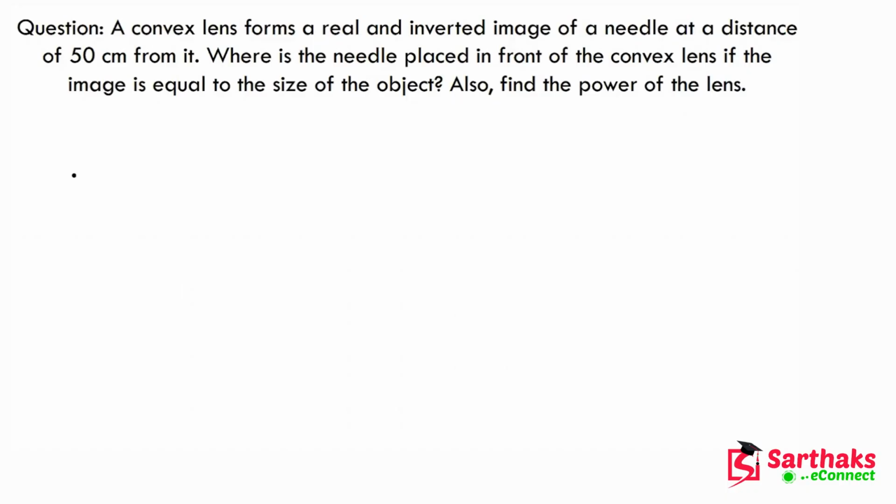Okay guys, so here in this slide we will solve a question. So in this question, what has been asked: a convex lens forms a real and inverted image of a needle at a distance of 50 centimeter from it. Where is the needle placed in front of the convex lens if the image is equal to the size of the object? Also find out the power of the lens. So first of all, let's see what data have been given.